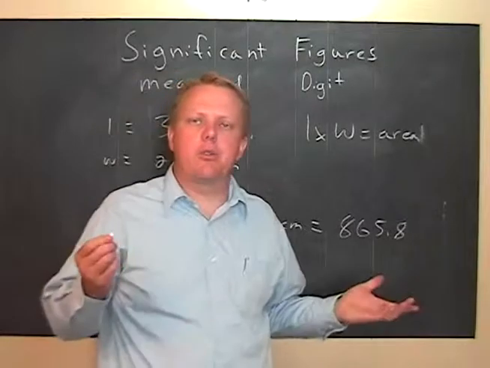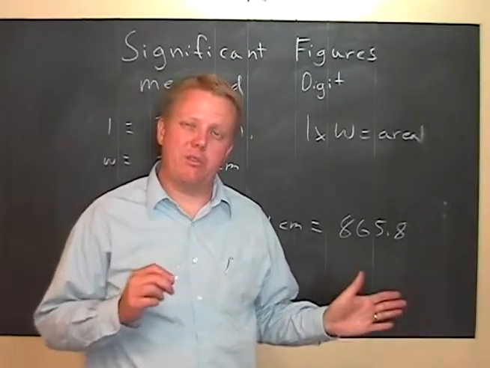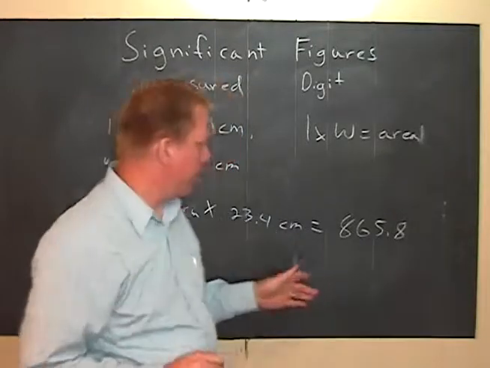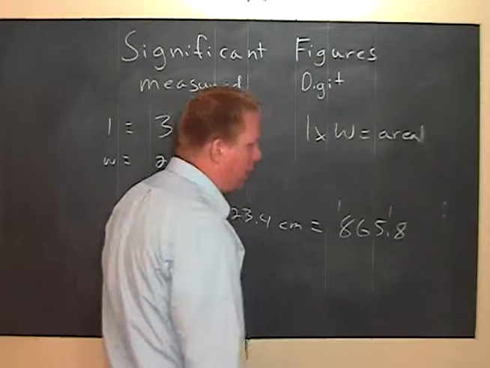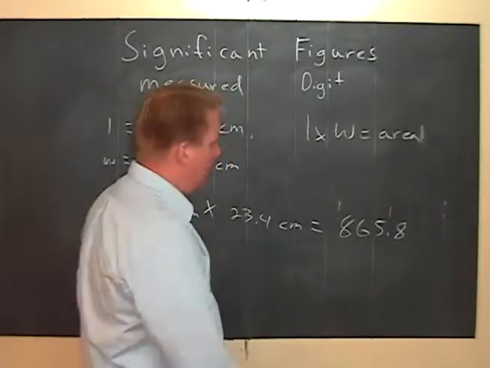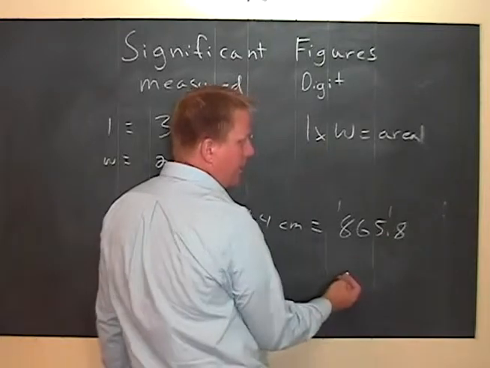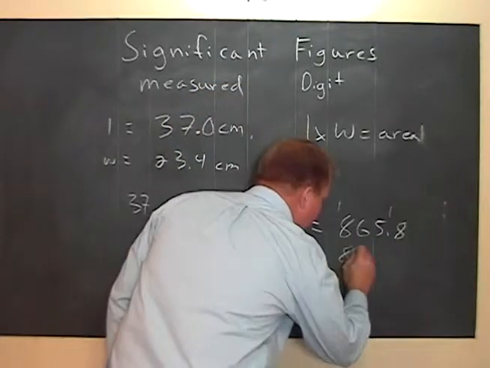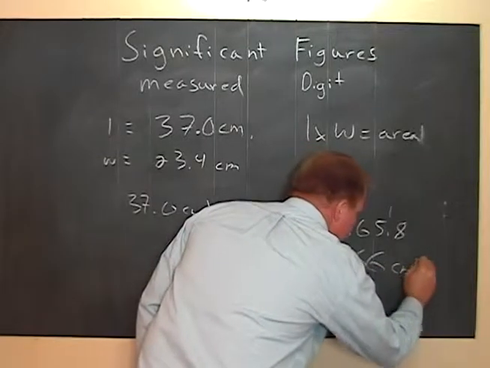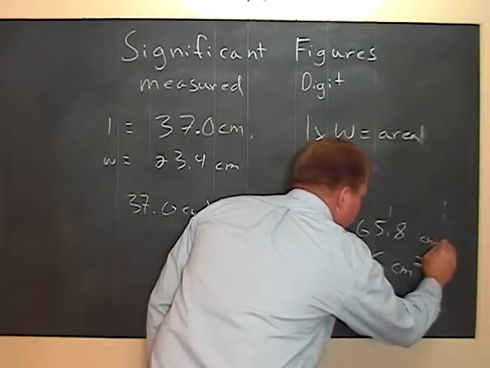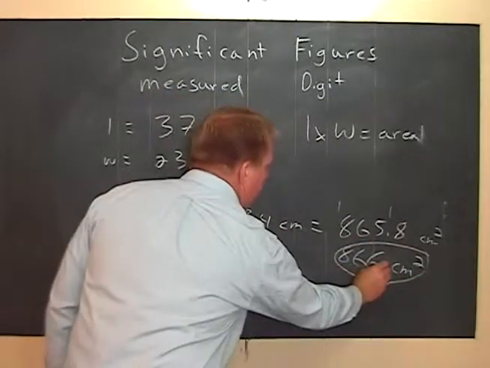The calculator doesn't know the rules. The calculator thinks we might be a math student. And math students don't know the rules either. We're not. We're physics students. We know the rules. We can only keep 3. We're going to keep the 3 largest value digits. 8, 6, and 5. Well, 5 here is followed by 0.8. It's going to round up. So, 8, 6, 6 centimeters squared is our value, with significant figures included in there.